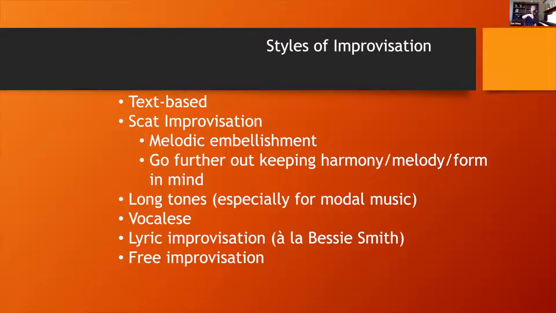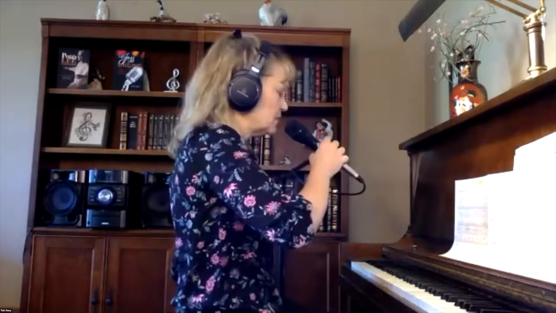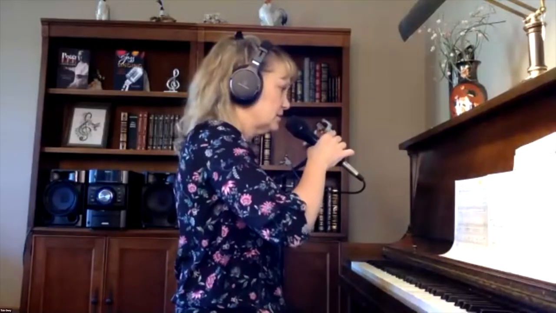And so then if I were to go back to the slide, the next one is scat improvisation. And you can start scat improvisation by doing melodic, first of all, scat the melody first, and then do a little embellishment off that, and then go a little further out. And I'll demonstrate this too. So first we're gonna scat the melody that I've already written.